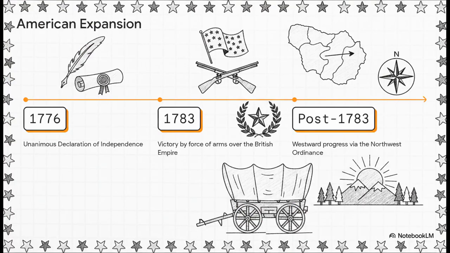To really understand the purpose here, the documents lay out a super clear timeline. The American government came into existence through a very specific sequence. First, you have the unanimous Declaration of Independence in 1776. That's followed by battle, and ultimately a victory by force of arms over the British Empire by 1783. Once that victory was secured, westward progress initiated. And the specific vehicle for that progress? That was a territorial government process explicitly set forth in the Northwest Ordinance.